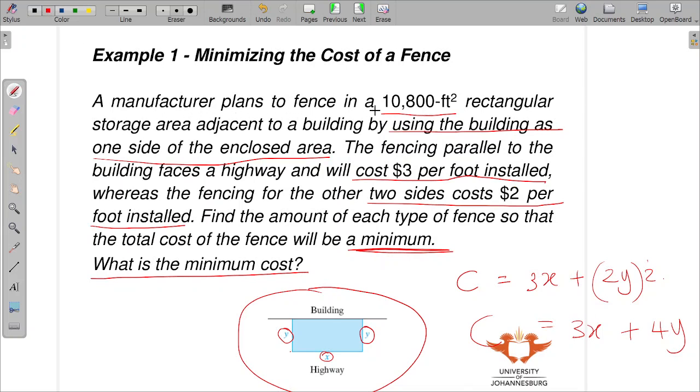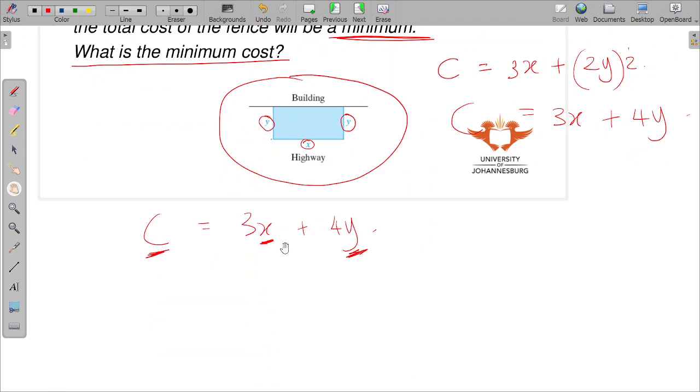A manufacturer plans to fence this rectangular storage area, so the area should be equal to this. The area of a rectangle is length times breadth, so x times y should be equal to 10,800. That is the area. We can now make x the subject or y the subject and substitute. Let's make y the subject here. So y equals 10,800 over x.